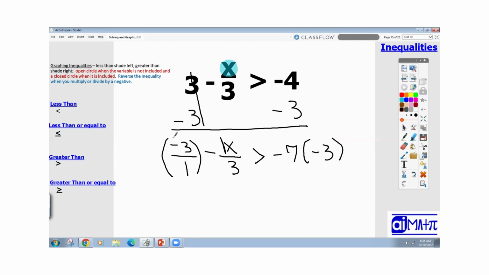I do that to show that I can cancel out this -3 with this -3. And that leaves me with a -1 times -1, which is just +1x. And then -7 times -3 is +21. And that means I need to reverse this symbol because I multiplied by a negative. And that leaves me with x is less than 21.